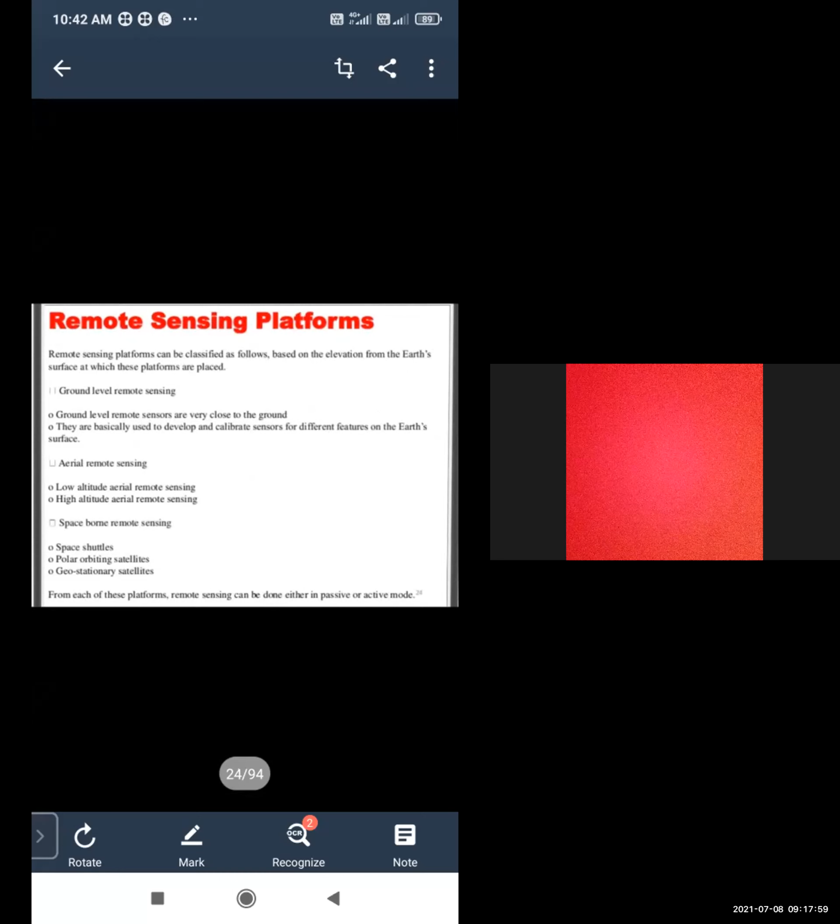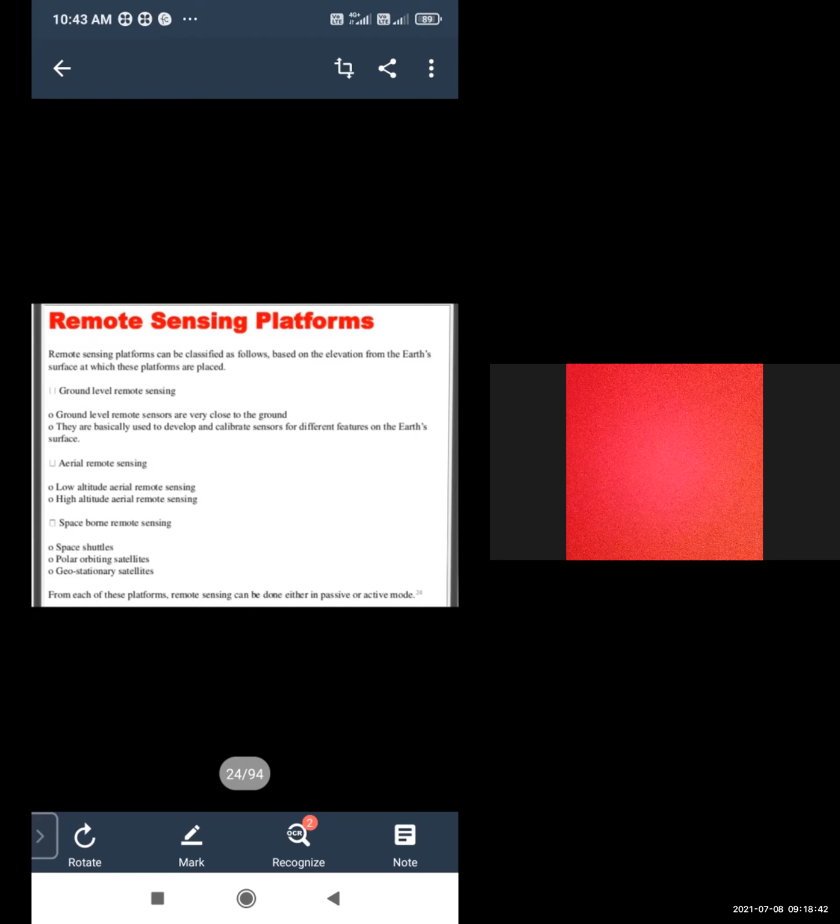Second platform is the aerial remote sensing. In aerial remote sensing, the platform is placed at low altitude aerial sensing, also high altitude aerial remote sensing. Third platform is the spaceborne remote sensing. In spaceborne remote sensing, the platform is placed on a space shuttle, either a polar or sun-synchronous satellite or geostationary satellite. So these three are the platforms used for remote sensing.